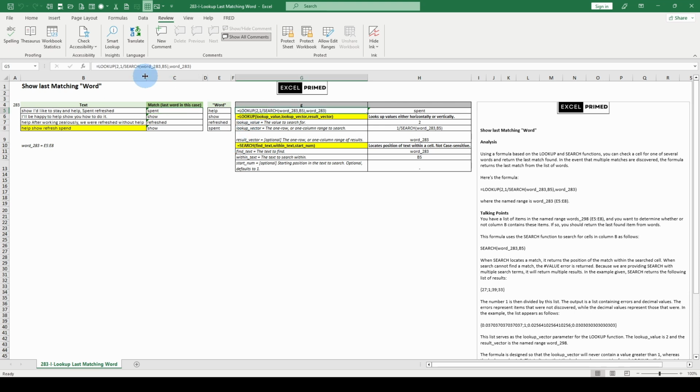Here's our formula. We have our lookup value. We have our lookup vector and we have the result vector. What's the result vector? Well, that's going to be our word 283. We want something from this list. What's our lookup vector? It's this list. We're asking it to find if there's any matching information over here in B5.